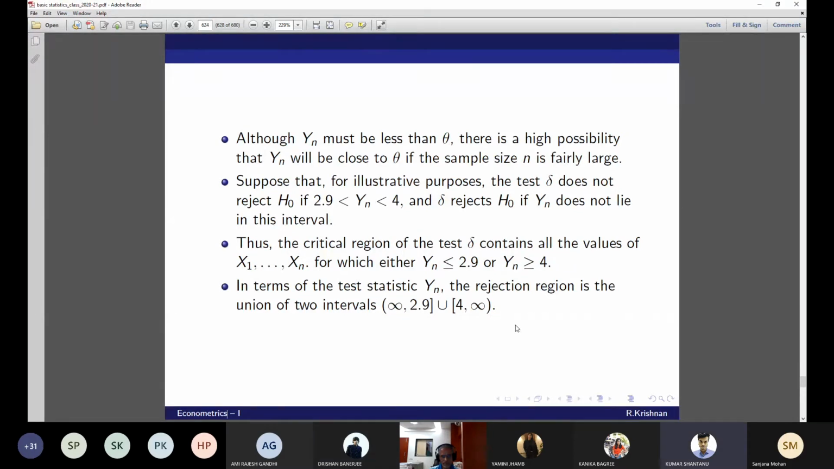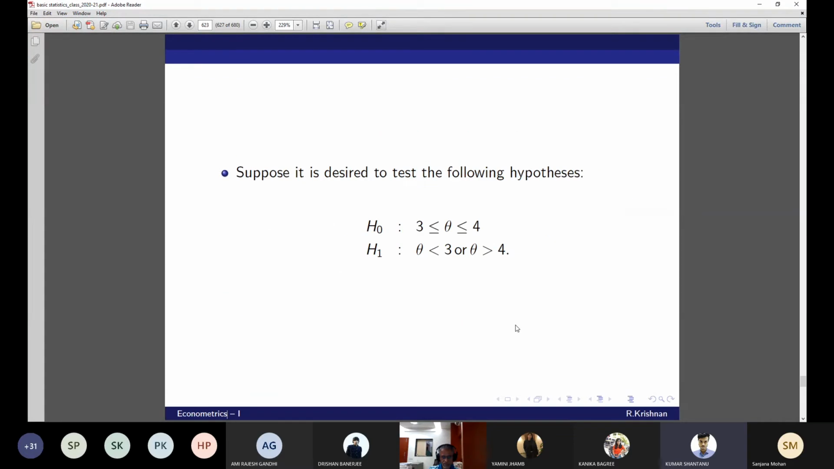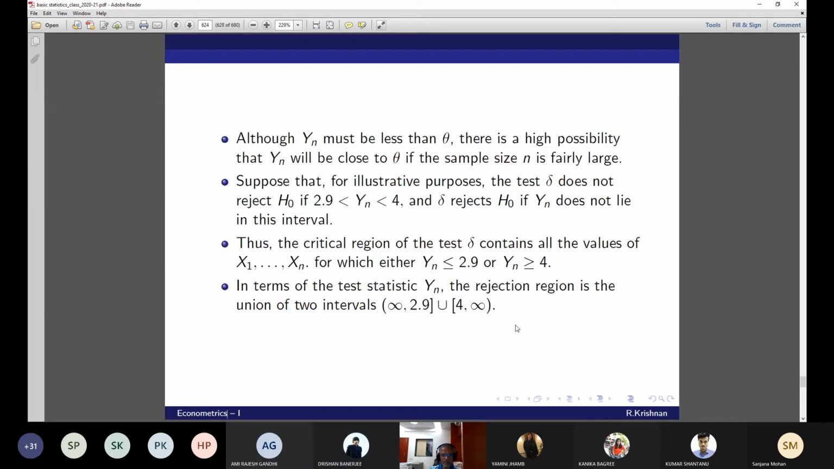We have explicitly defined the rejection region, and we are seeing whether yn lies in the rejection region or the complement of the rejection region. I am hypothesizing that my null hypothesis is theta is between 3 and 4. Now I'm hypothesizing 3 is less than or equal to theta. So I'm hypothesizing 2.9 less than yn less than 4. The critical region is normally taken including the boundary. So now yn is less than or equal to 2.9 or yn is greater than or equal to 4. In terms of the test statistic, the rejection region is the following.